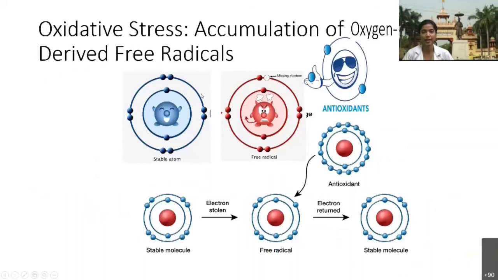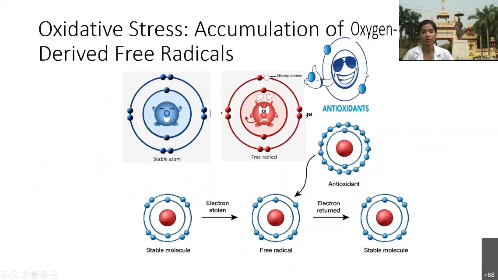Oxidative stress. Now, what is oxidative stress? In oxidative stress, there is accumulation of oxygen-derived free radicals. Now, in stable atoms, we can see that there are paired electrons. What happens in a free radical? In a free radical, there's the presence of an unpaired electron, because of which the radical becomes very reactive and there is damage to the cell.